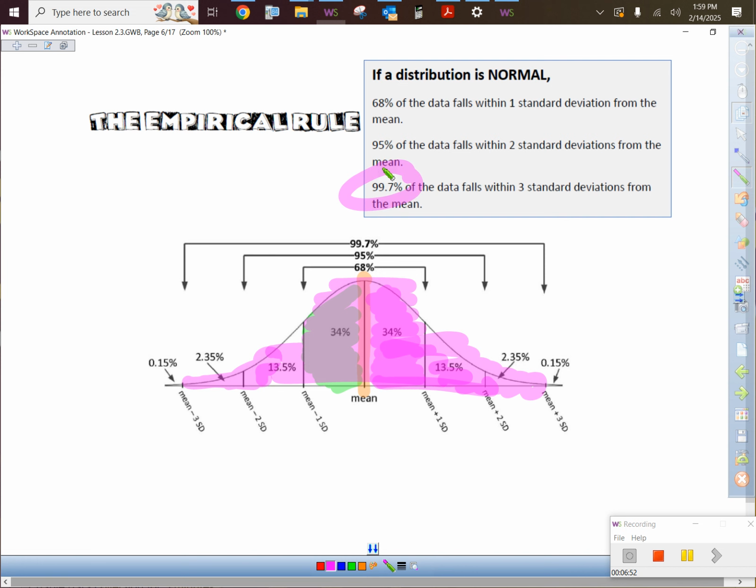Back to our deal right here. To be within 3 standard deviations of this mean would be like, okay, 4.997 minus 3 times this. It's like almost all of our data was within that, right? It's just really, really close. So again, this only happens with normal distributions.